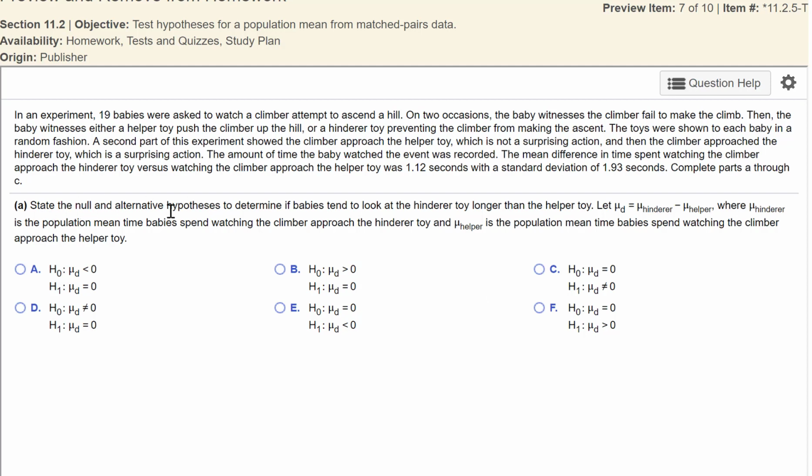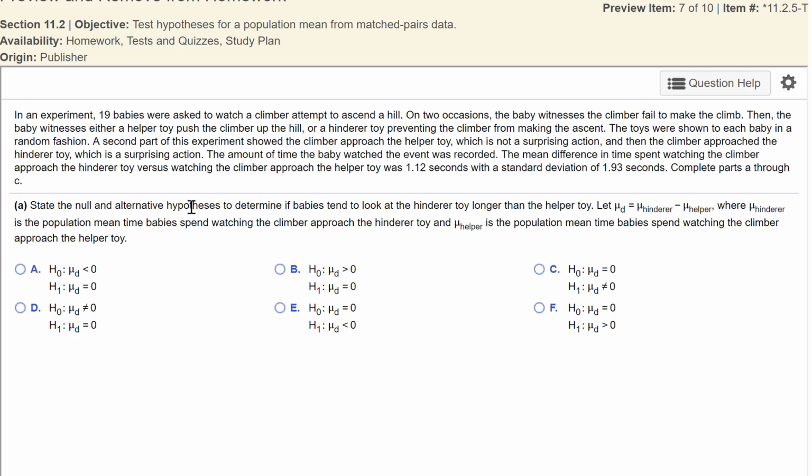Part A. State the null and alternative hypotheses to determine if babies tend to look at the hinderer toy longer than the helper toy. So here our difference is hinderer minus helper, where mu hinderer is the population mean time babies spent watching the climber approach the hinderer toy, and mu sub helper is the population mean time spent watching the climber approach the helper toy.